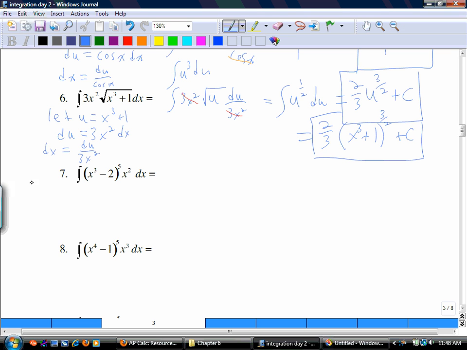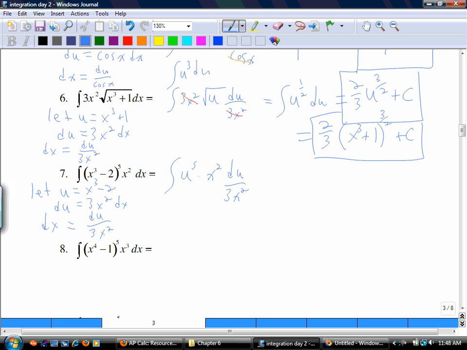All right, number 7. So what I'm going to let u equal this time? Yeah, inside the brackets, right? That's a big hint. x cubed minus 2. So my du is equal to? Yep, 3x squared. So what does that mean, my dx? dx is equal to then, drop the exponent, over 3x squared. So this becomes the integral of u to the power of 5 times x squared times du over 3x squared.